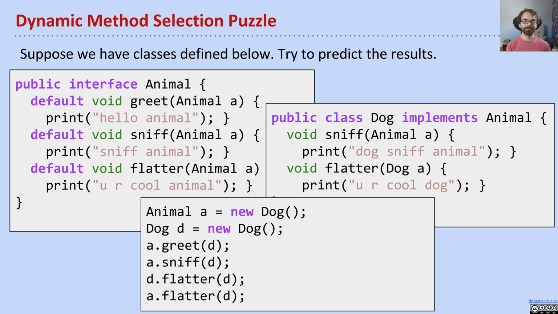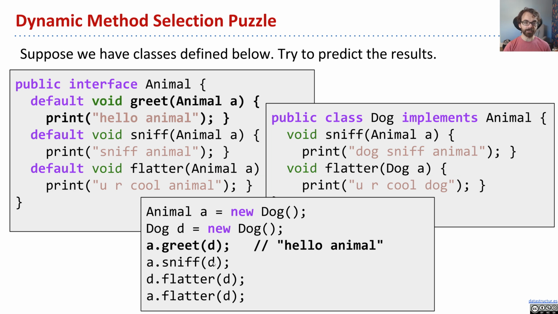We'll see. All right, let's start with a.greet(d). So what happens here is we have a variable of type Animal. And so we look and we say, is there a greet method that can accommodate a variable of type Dog? Well, the answer is actually yes. And the argument here is that a Dog is an Animal. So it can fit in this Animal box, no problem. So we get "hello animal" when that line runs.